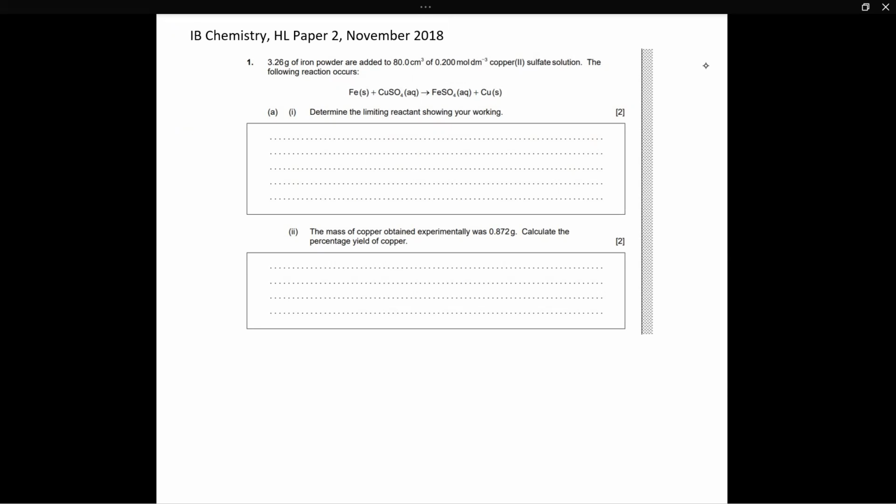Now, in order to first understand what they're asking us to do, it is very important to know what a limiting reactant is. A limiting reactant is the reactant in a chemical reaction which is consumed entirely, or which is in deficiency. What I mean by that is that it is the reactant which basically determines how much product is going to be formed, because it's in less quantity than the other reactant.